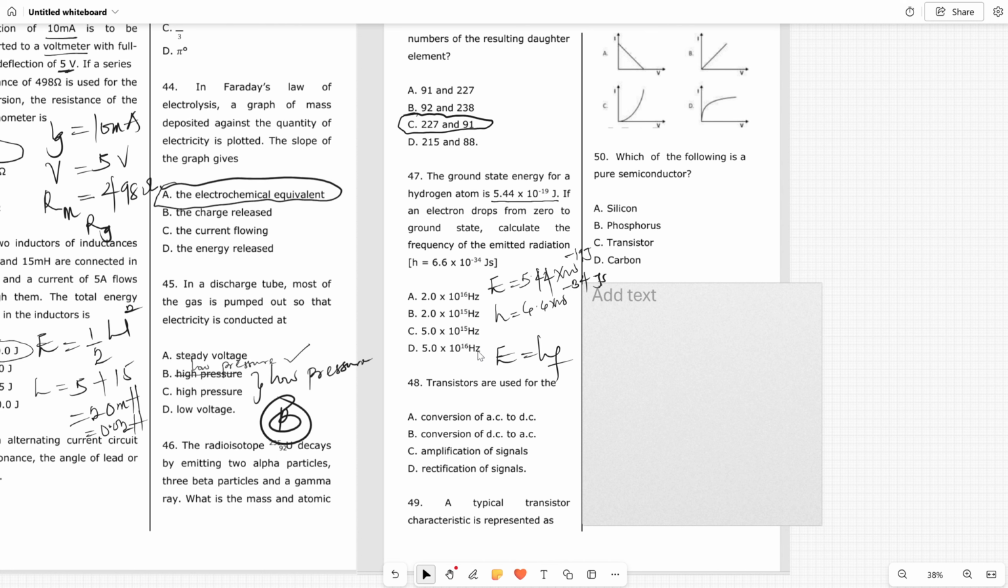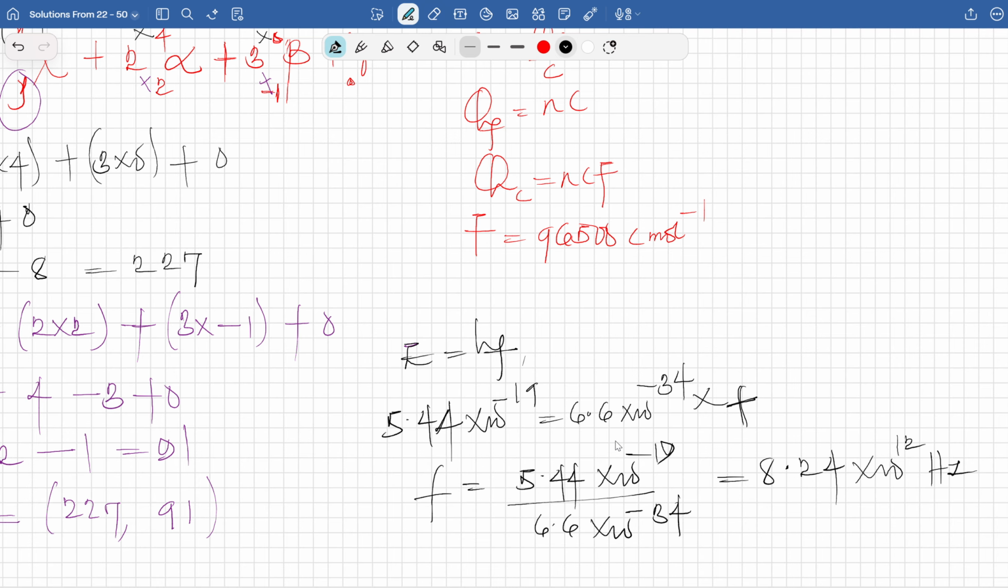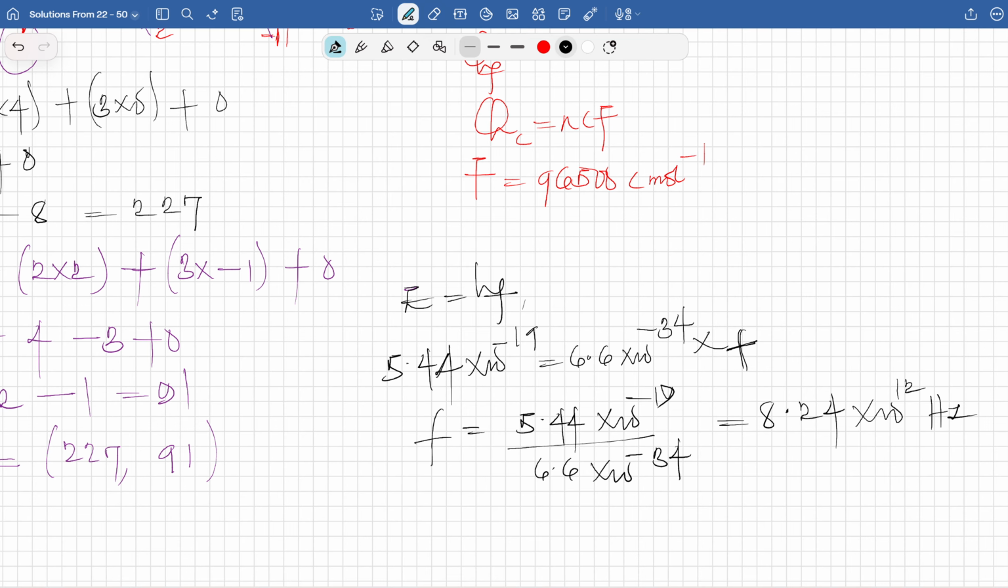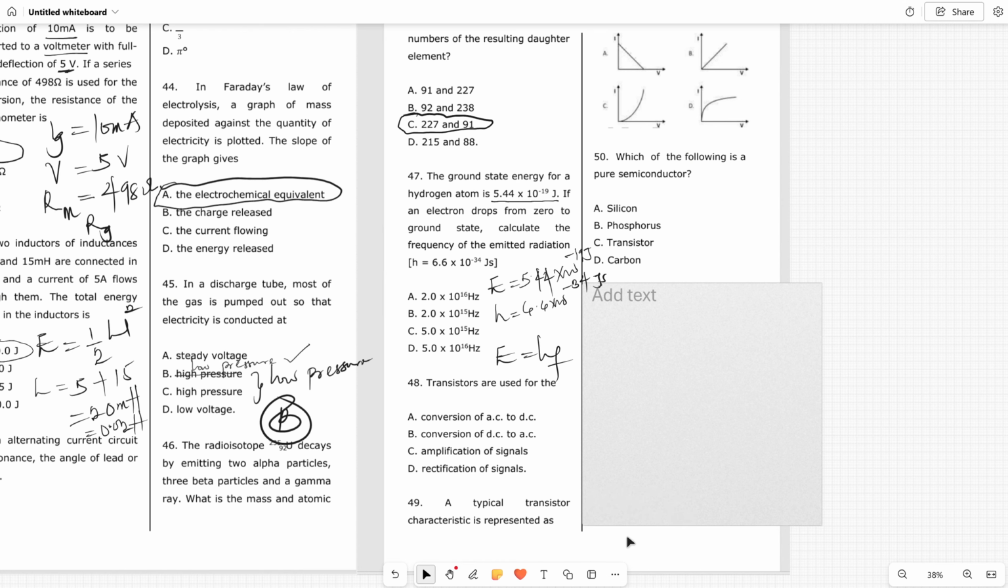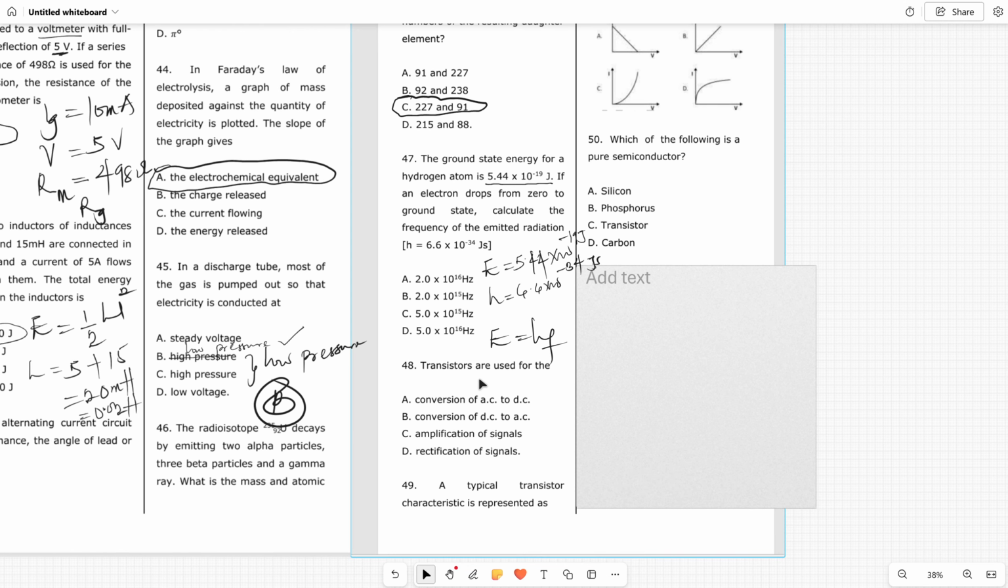Calculate the frequency of the emitted radiation, so E equals hf, h is 6.6. Do you have any error there? Okay, probably error from their end, not sure. I'll check that later.